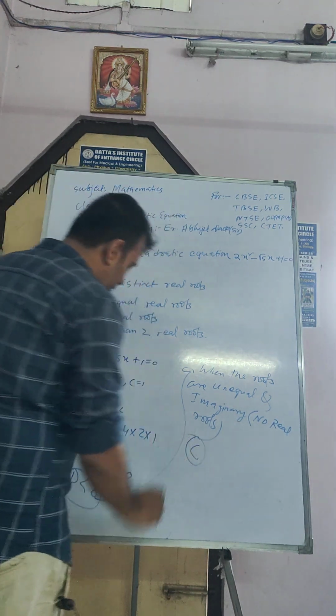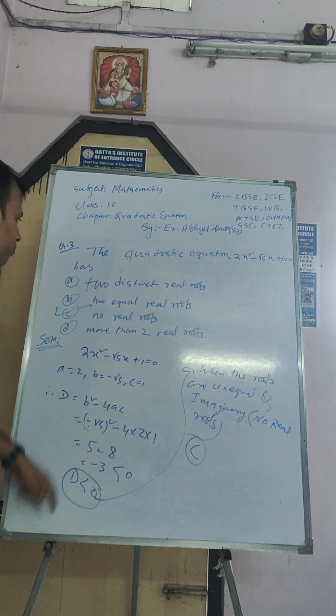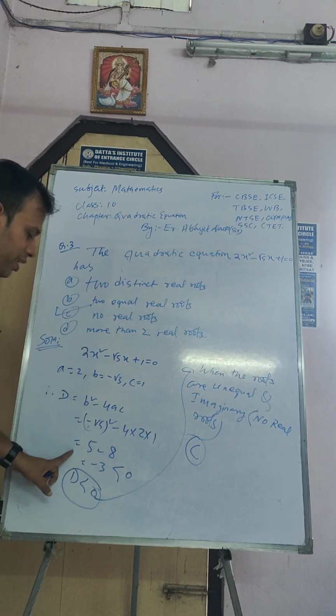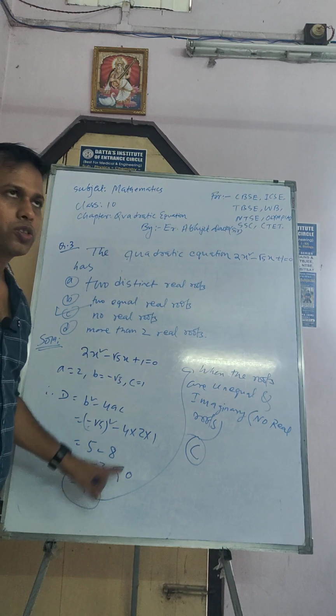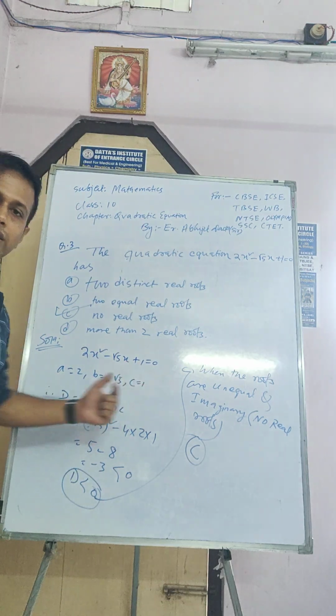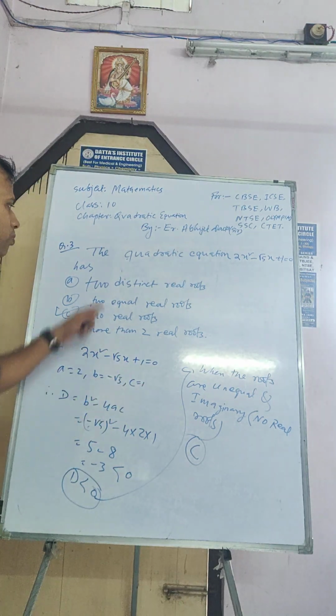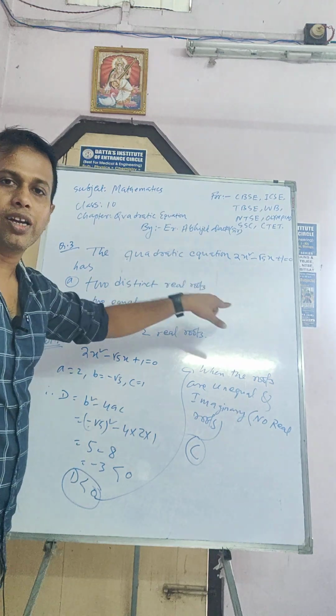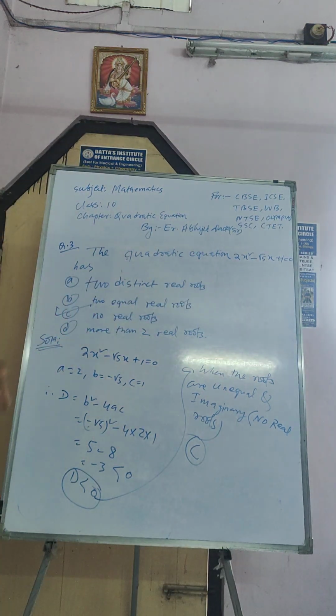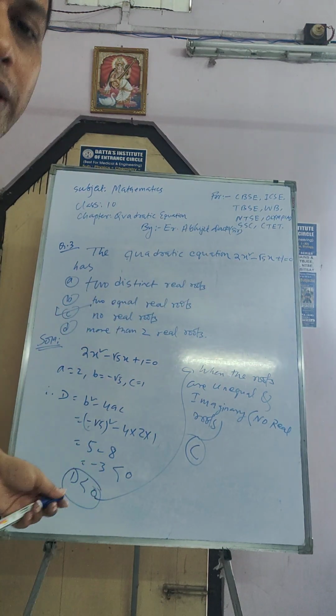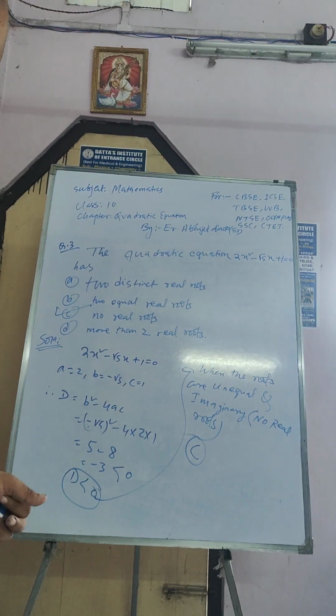If it is plus 3, then option A will be correct. If it became plus 3 here, what will D be? Greater than 0. So in that case there will be two distinct real roots, that is, unequal and real. Got my point? So move on to the next question.